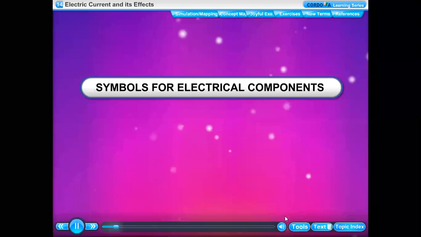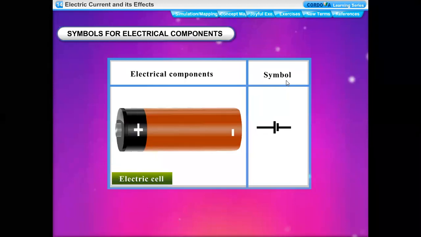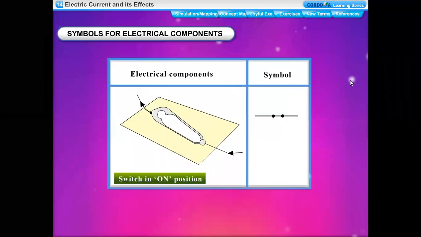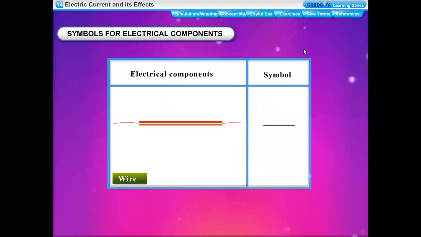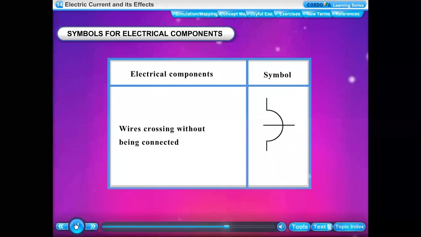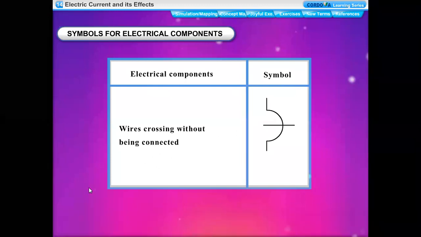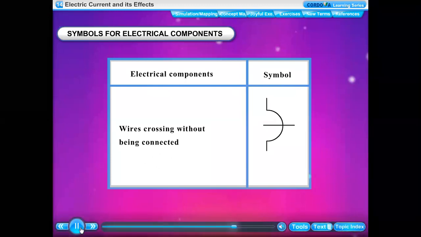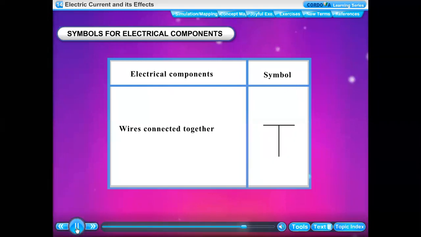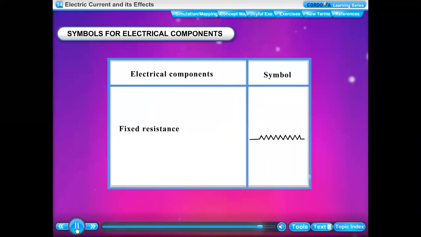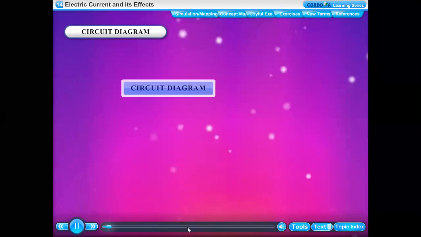Symbols for some electric circuit components. You can see we are using different symbols for different electric components. This is very important: this symbol represents wires crossing without being connected, right? And if the wires are connected, then it will have a different shape. This shows the wires connected together. And there is a symbol for fixed resistance.